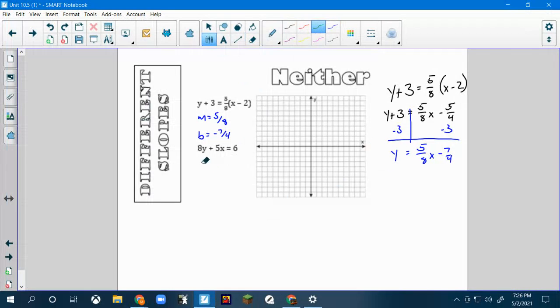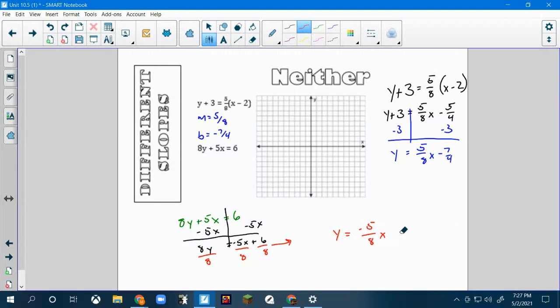Second line, we have 8y plus 5x equals 6. Let's solve it. Let's get rid of this 5x first. Again, separating them out, we get 8y equals negative 5x plus 6. And then we're going to divide by 8. And we get y equals negative 5/8 x plus 6/8. We can reduce down to 3/4.